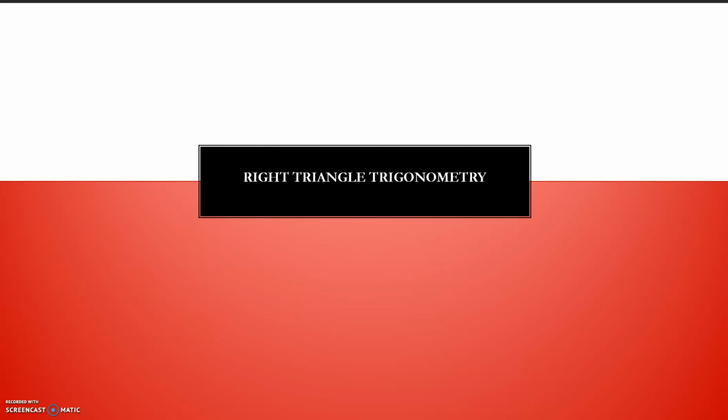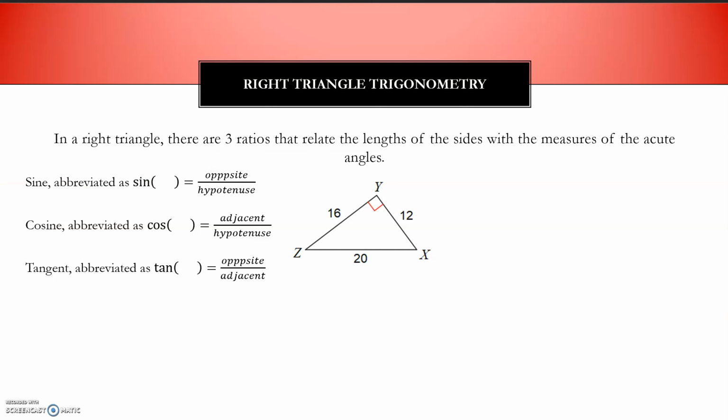We also know something else. We have this thing, trigonometry. Trigonometry is a series of ratios, the sine, the cosine, and tangent. They relate the lengths of the sides with the measures of the acute angles.